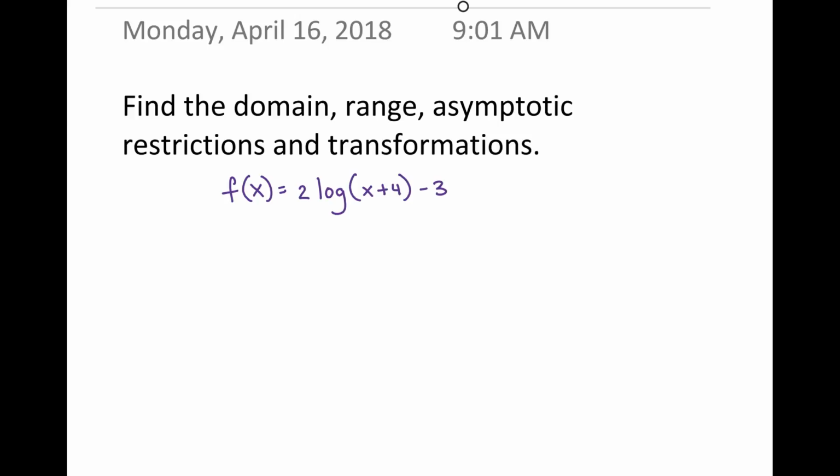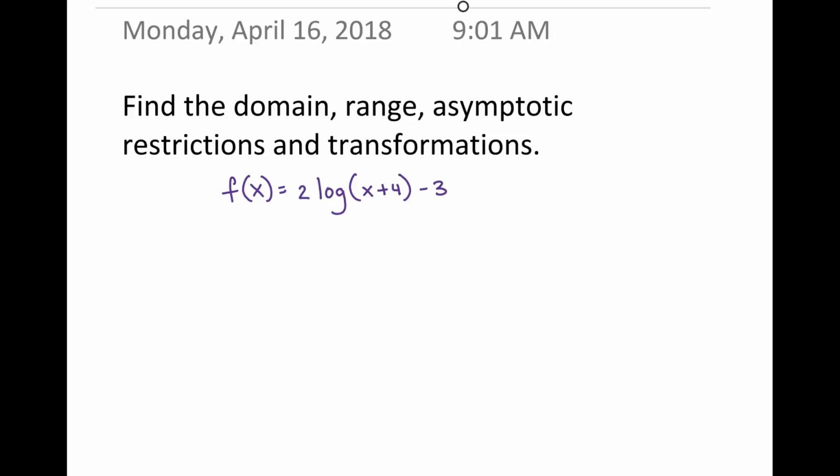What are we trying to find? The domain, range, asymptotic restrictions, and transformations. So what do you think we need to look at? Or what would be good to look at? The graph of this function, yes.